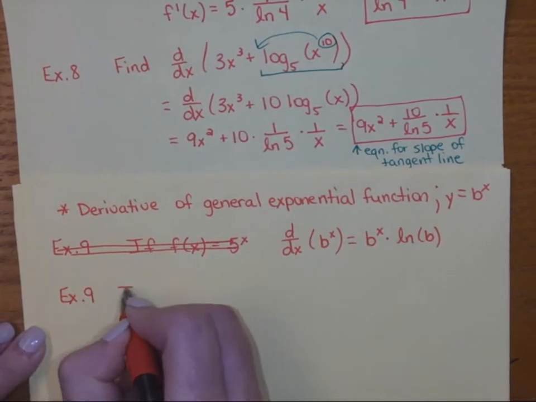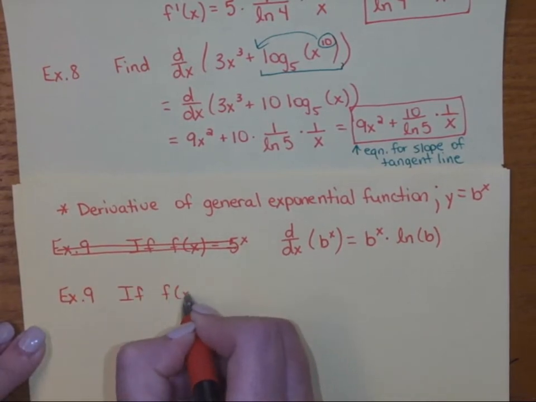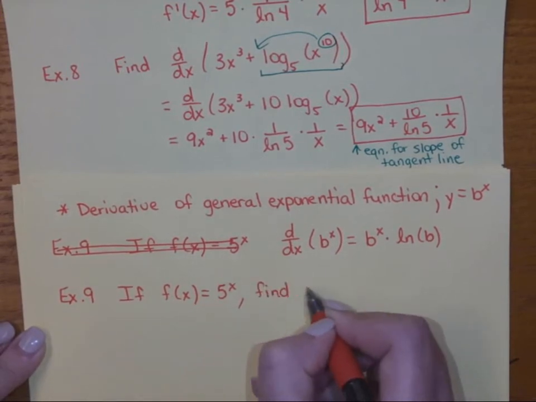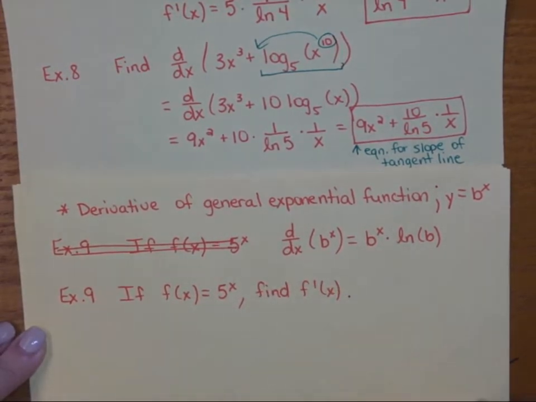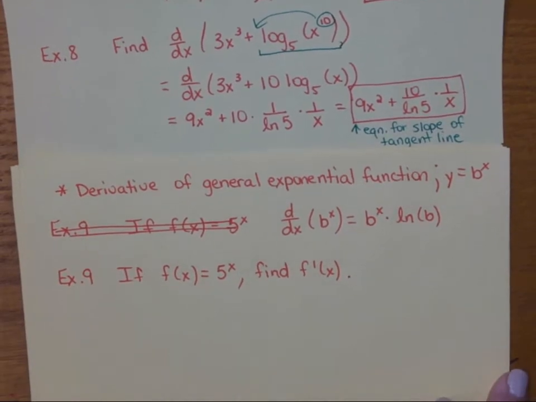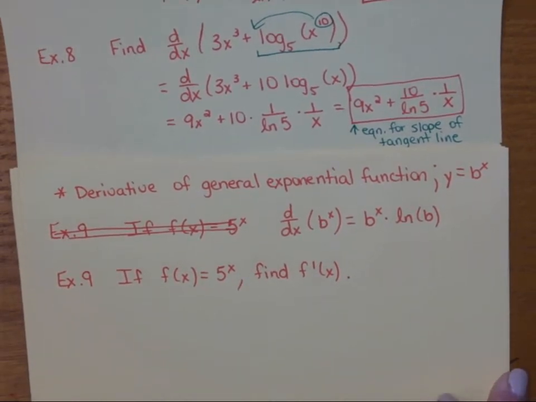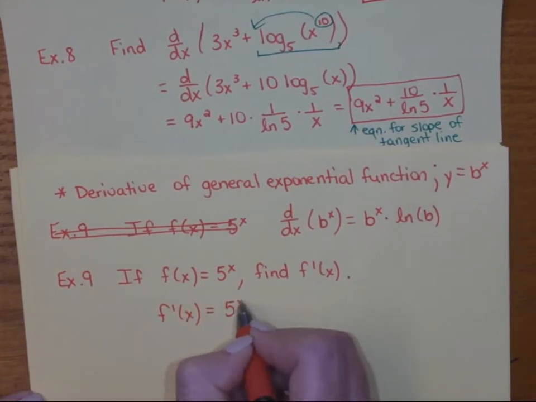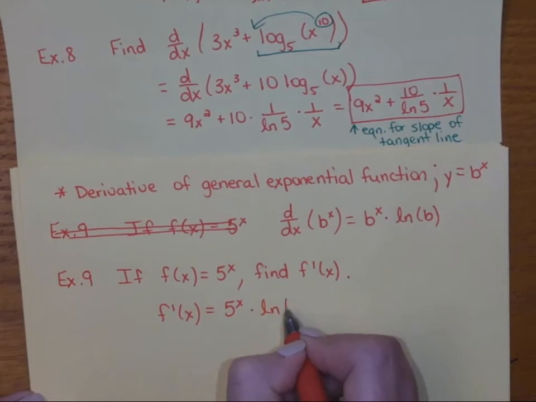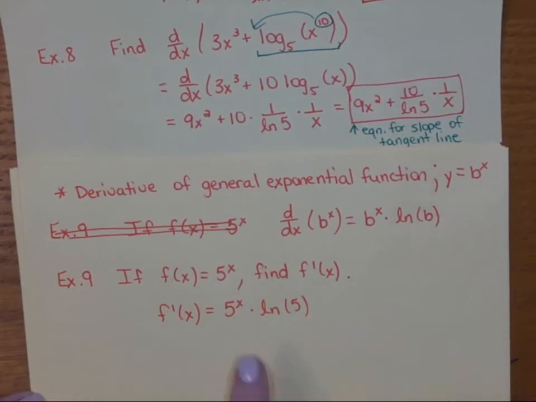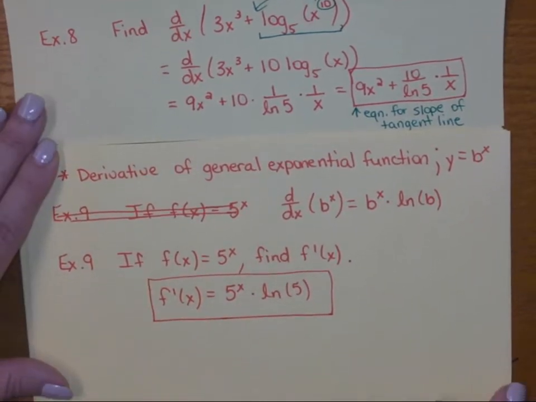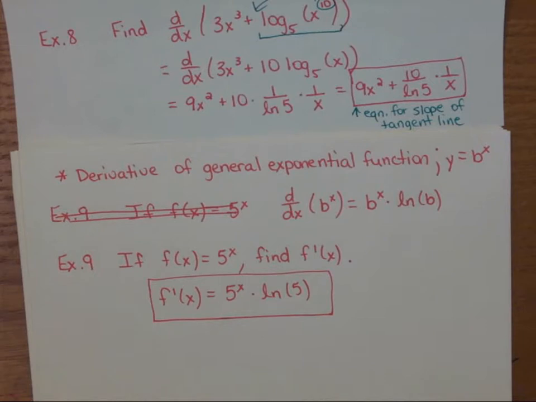So now let's do example 9. If f of x is 5 to the x, let's find its derivative. Notice this is not e to the x, right? It's some other base to the x. So we're going to use this new rule. The derivative will literally be itself, but then times the natural log of 5. Whatever the base is, you're going to multiply it by the natural log of that. And that's it. There's not really a whole lot to this rule. I think the ln and the log ones are a little more challenging.